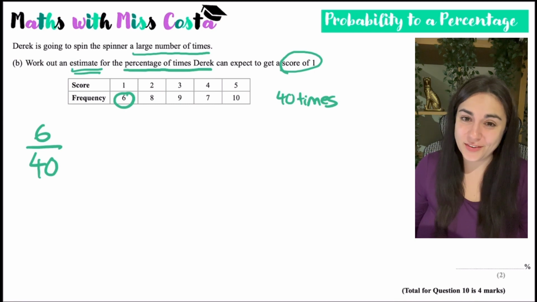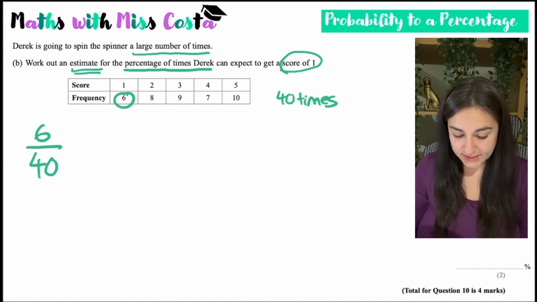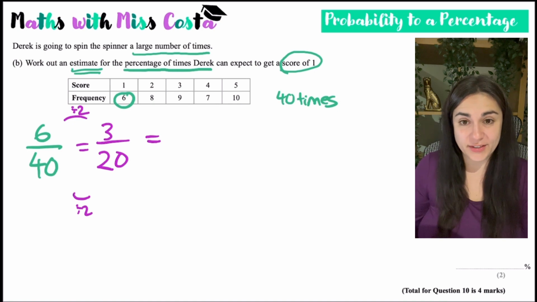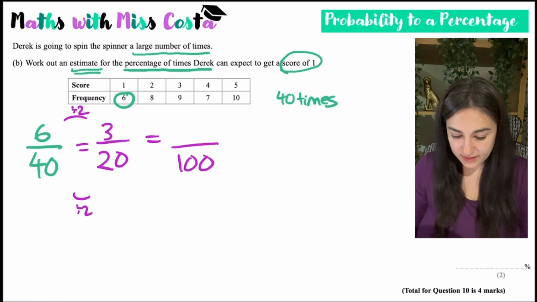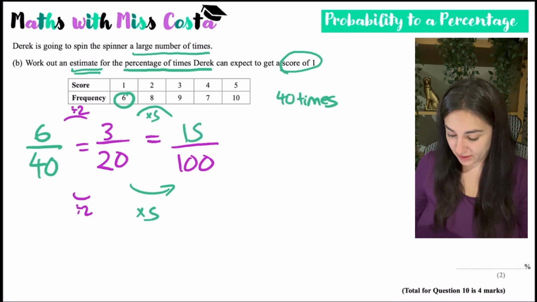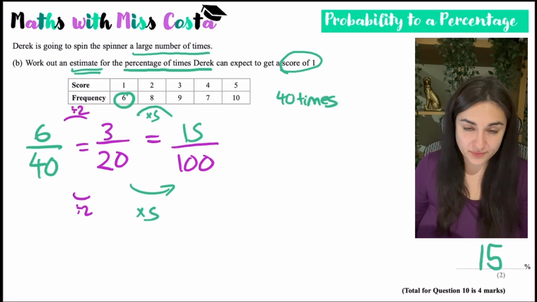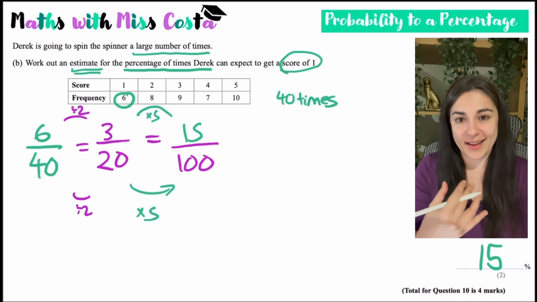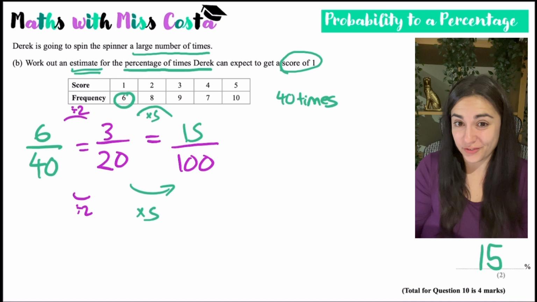There are a few ways you can do this. The quickest way is probably to think to yourself, okay, if I halved this, so if I divided by 2, I get 3/20, and then a percentage is always out of 100. So 20 is an easy number to multiply by to get to 100. So I just have to multiply by 5 for the numerator as well. So that would be 15/100, which is 15%. Whatever you did, you work out the probability of getting a 1 and then try and get that into a fraction over 100.